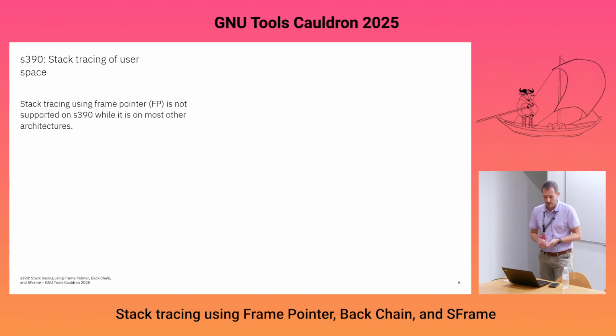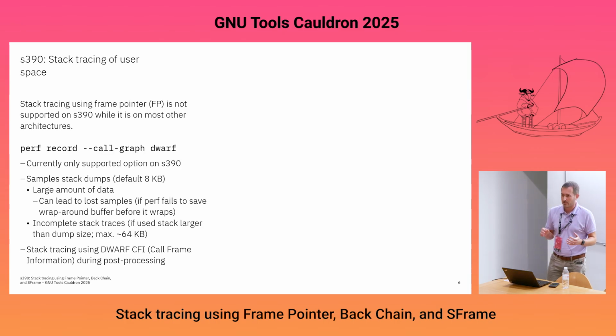So why am I interested in stack tracing, especially of user space on S390? For that, you have to know that stack tracing using frame pointer, which we will have a closer look at soon, is not supported on S390, while it is on most other architectures. In the context of profiling, for example using perf, it means the only available option is this call graph dwarf, which does stack dump sampling.